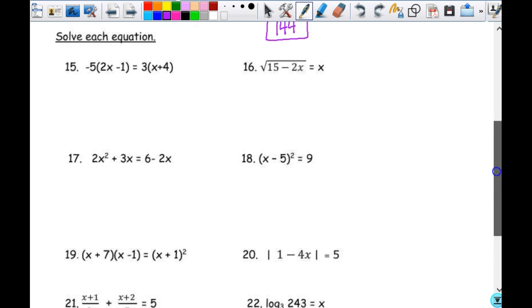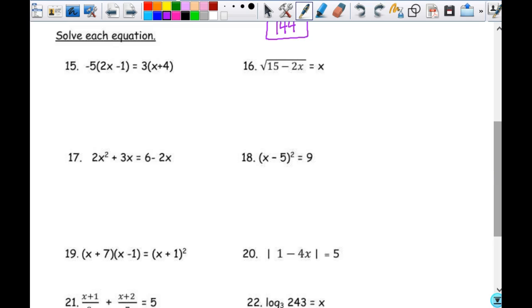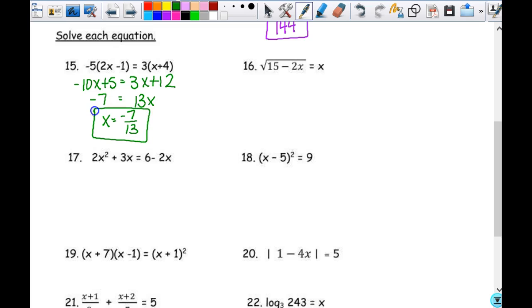All right, so now we're going to solve. First thing I need to do here is distribute. So this is going to give me negative 10x plus 5 equals 3x plus 12. So then when I move this over here, I'm going to get 13x equals negative 7, which means x equals negative 7 over 13. Do not even attempt to give me a decimal there.